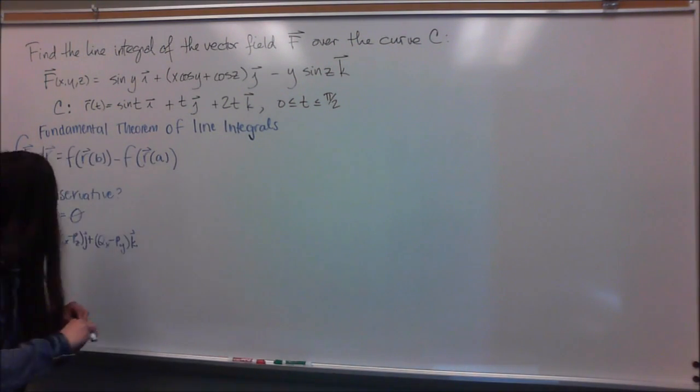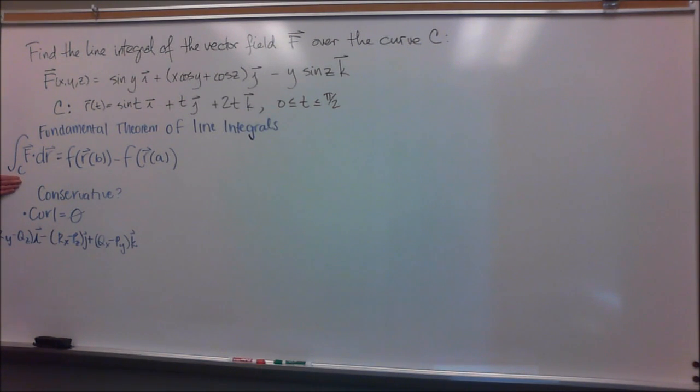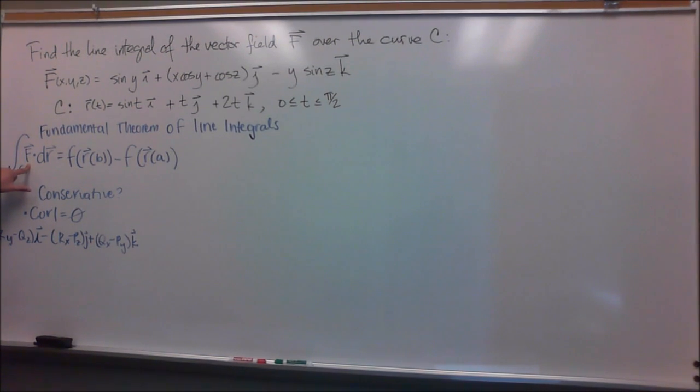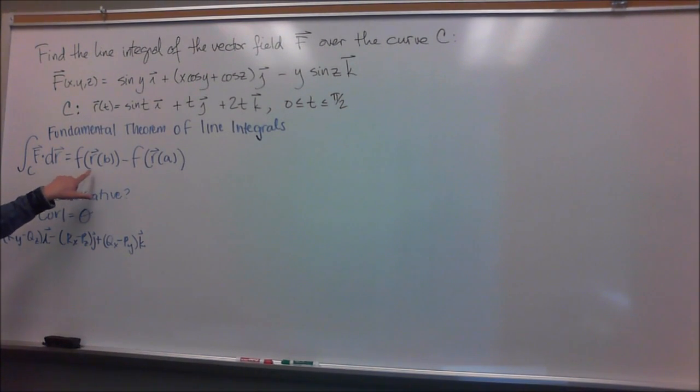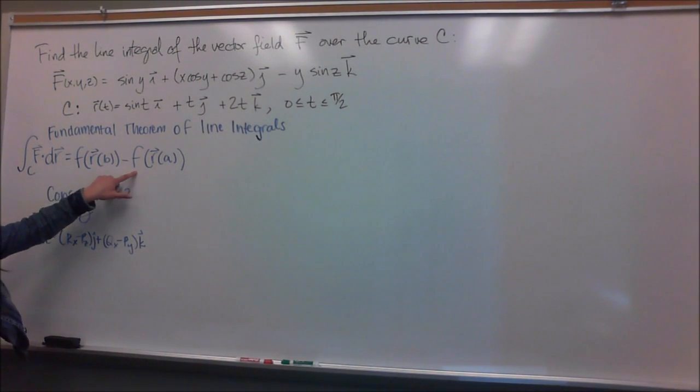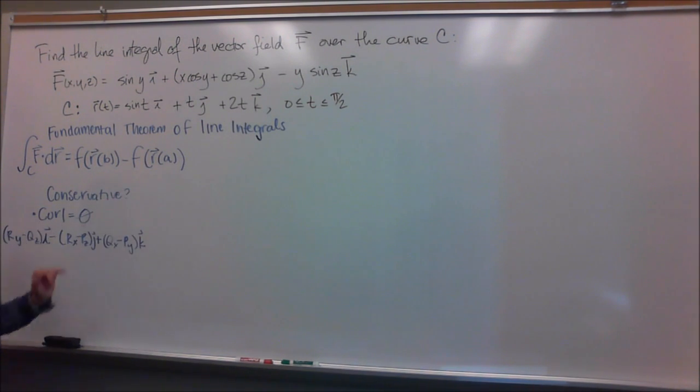Doing this, we know that the integral over a curve of a vector field dotted with dr equals f of r of b minus f of r of a, b being the endpoint and a being the starting point. In order to use the fundamental theorem of line integrals, we have to make sure that this function is conservative. To do so, we want to find the curl of this vector field and make sure that it equals 0.